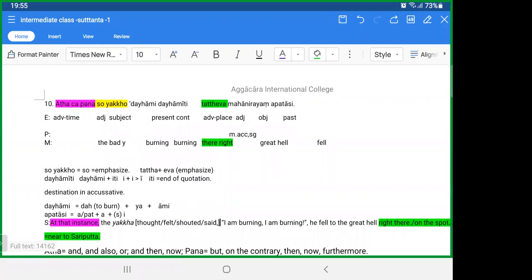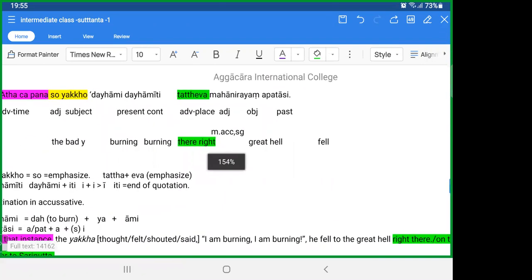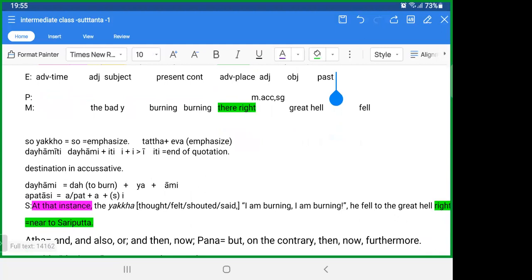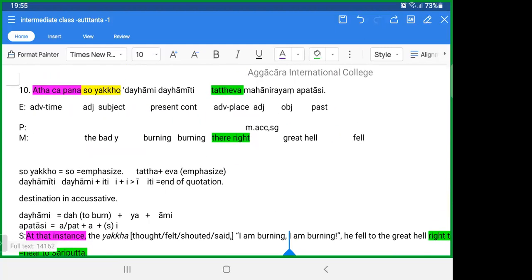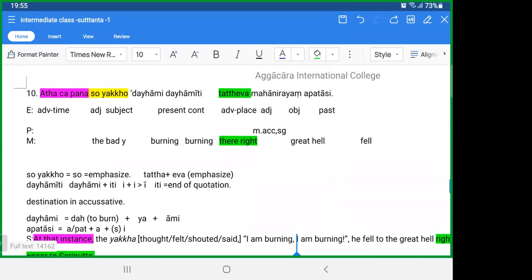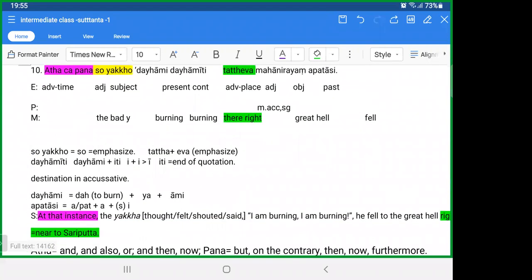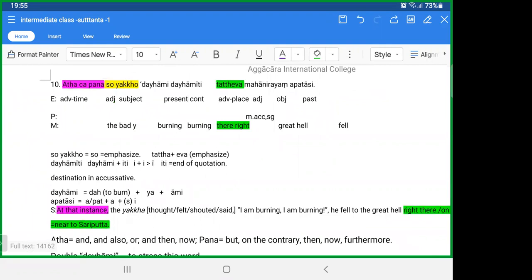But anyway, we got the adjective, we got the adverb of place, we got the adverb of time, we got the subject here, and we got the object: he fell to the destination, to the hell. And also dayami is a present continuous. So here you don't translate it as present tense, you translate it as present continuous: I am burning. You can translate in three ways: present continuous, present tense, or present emphatic, or you can say I do burn. So that's why it's interesting to learn grammar also.